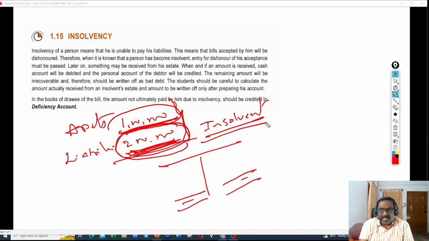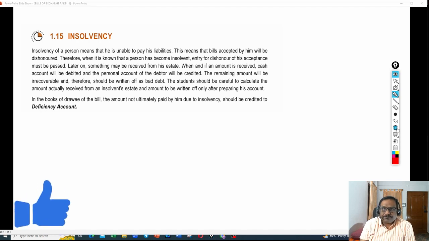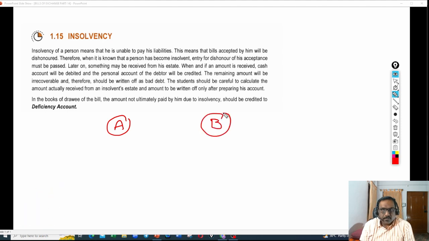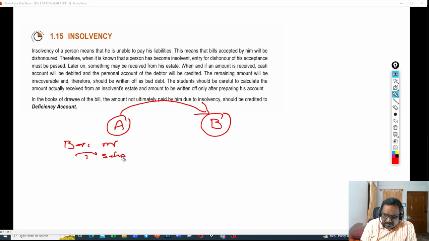Now, how does this relate to our bills of exchange? Let us understand that. Let us say A and B are two parties. A sold goods to B. A will debit B account and credit sales account. And B will debit purchases account and credit A account. So A will become a creditor in B's books, and B will become a debtor in A's books. Are you clear so far?